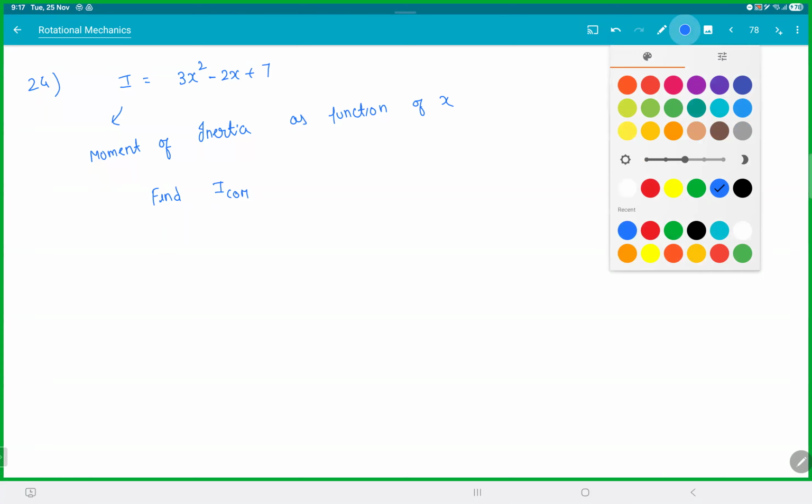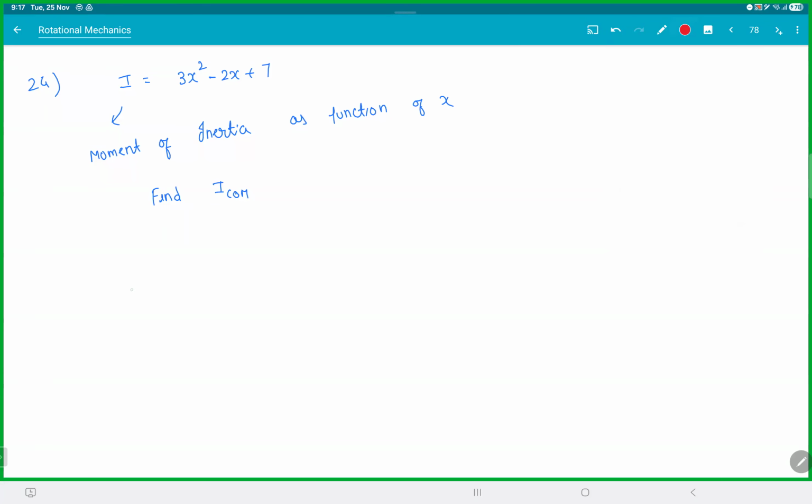What is the concept here? Do you guys remember we made a statement? Among all the axes, the moment of inertia about the center of mass is minimum. So indirectly I'm asking you to find the minimum value of this function. Therefore, the moment of inertia about the center of mass must be the minimum value of this function.